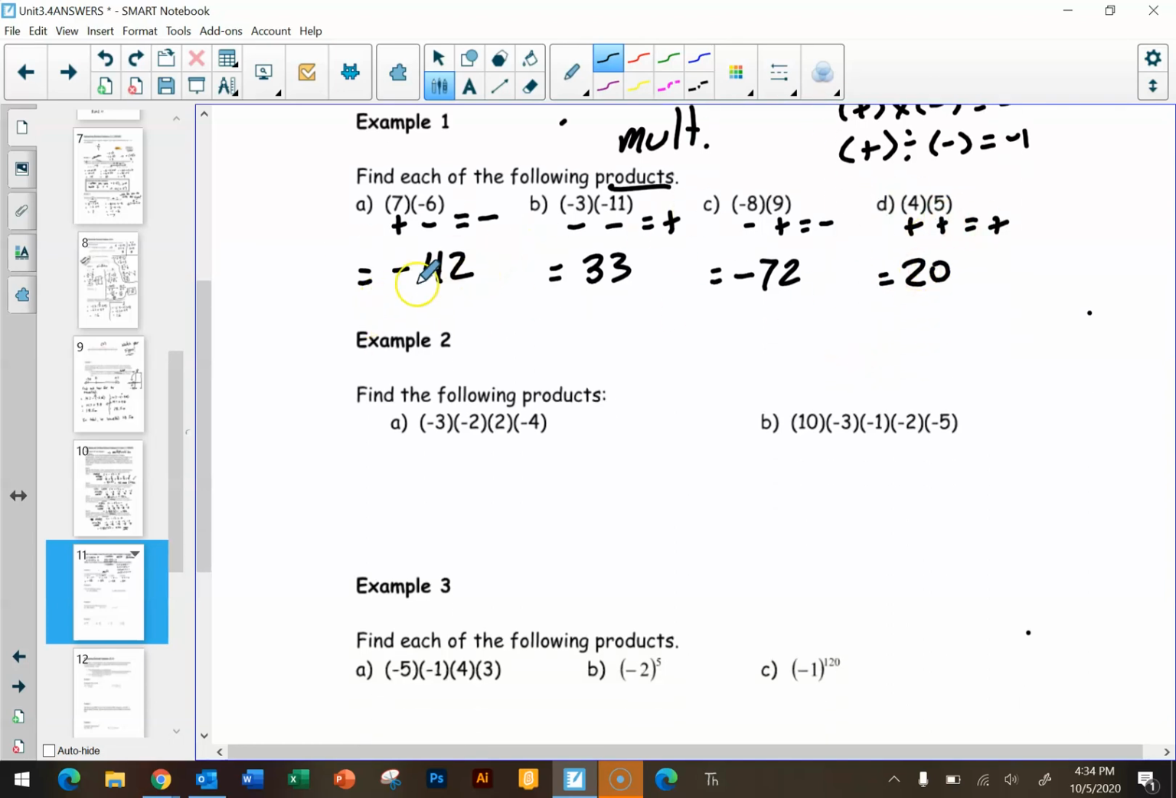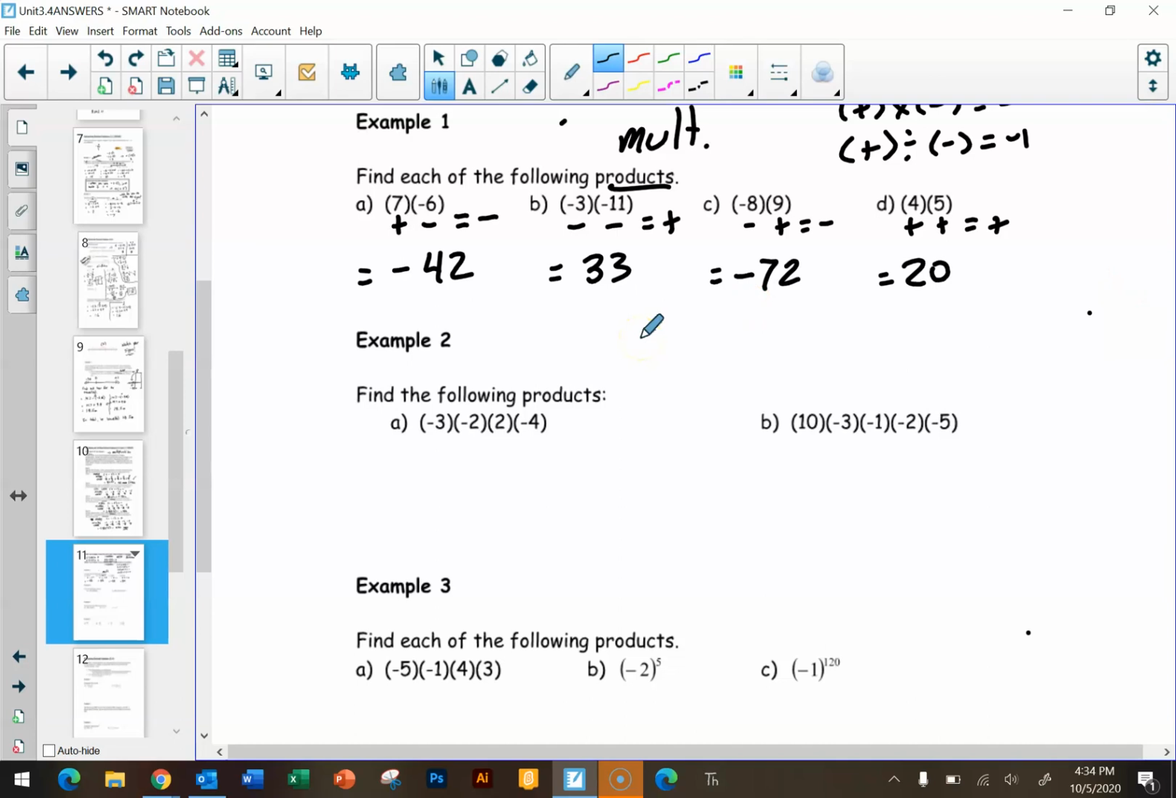This is clearly much easier than the work you've been doing with addition and subtraction, where you have to find a common denominator, and you're often using fractions and whatnot. Multiplication is just easier. The only thing you really got to be careful of is when you're multiplying and dividing, you just got to watch the signs. You got to remember your sign rules.